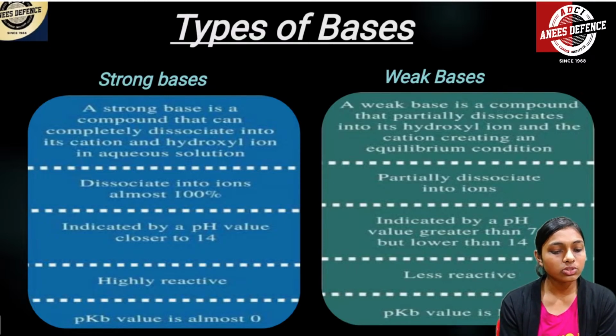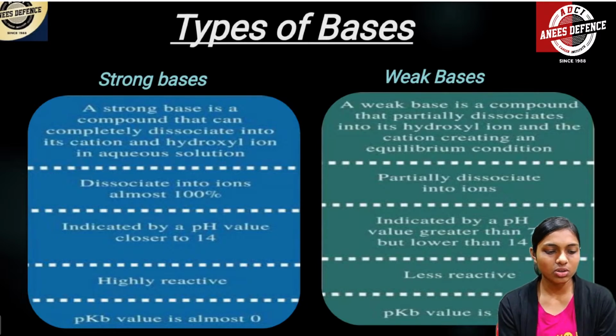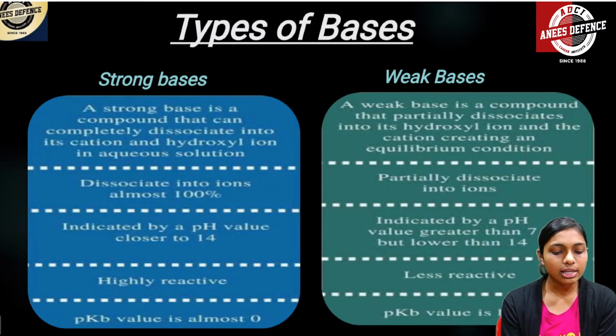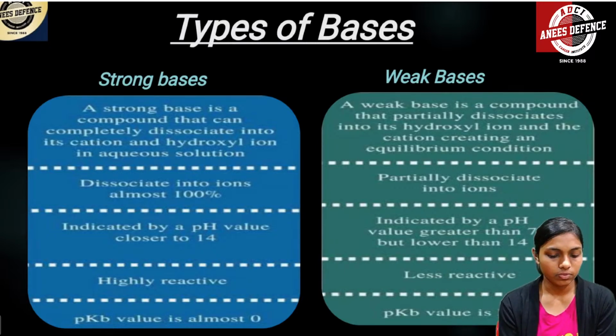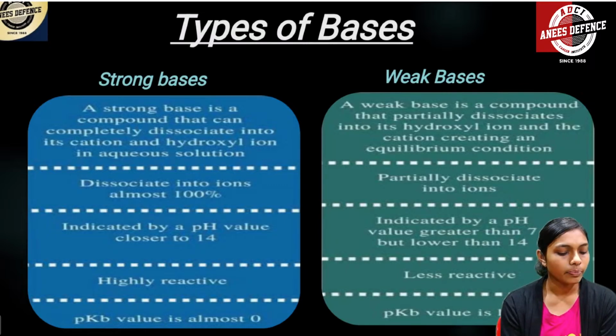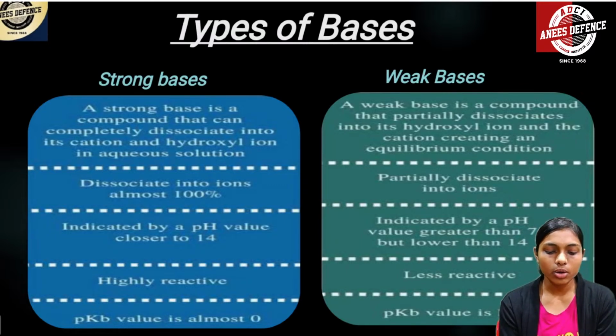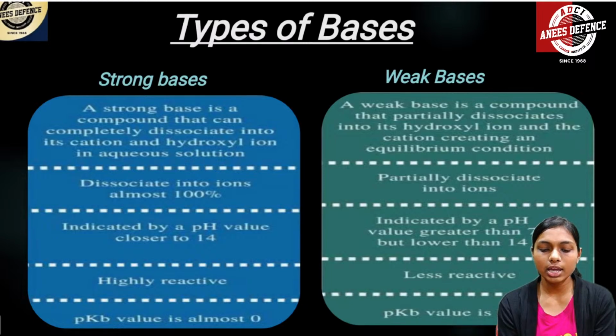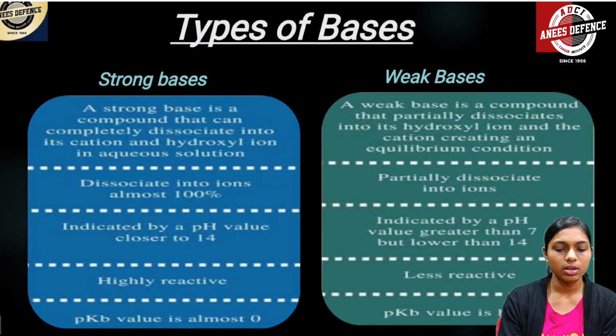Then comes indication of pH. Strong bases have their pH value closer to 14, and weak bases have their pH value between 7 and 14. It can be anything. Then highly reactive and less reactive: strong bases are very reactive. That's why they are corrosive in nature. The pKb value is almost zero in strong bases, and the pKb value is very high in weak bases.